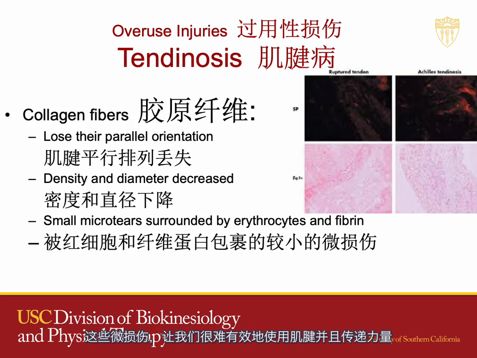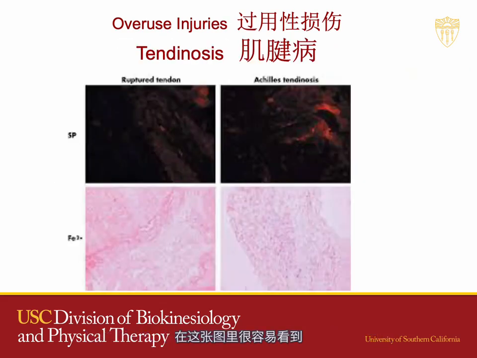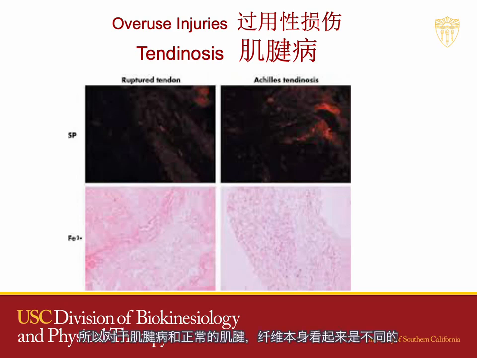So this picture, I'd love to say that it's easy to see. I think it's pretty hard to see. But you can see that with the tendinosis on the right, those tissues are kind of all over the place. Whereas with a rupture, it's a relatively straight line on the left. That's a ruptured tendon. There's just this one big line where there was a rupture. So tendinosis versus normal tendon, you'll see that the fibers themselves do look different.